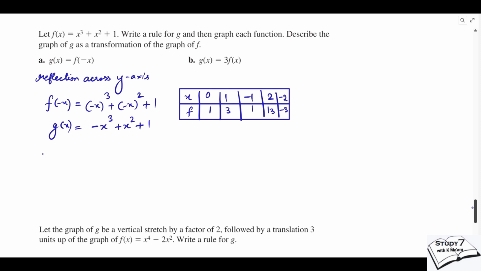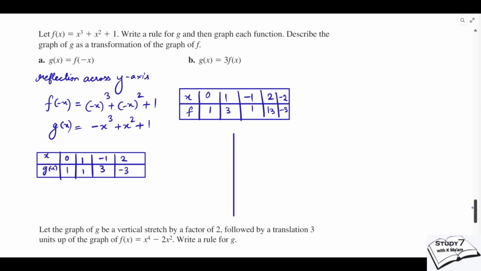Okay. Now, if I try for this, this is x and this is g(x). At 0, it is 1. At 1, it is 1. At -1, it is 3. At 2, it will be -3. Let's try to draw now.